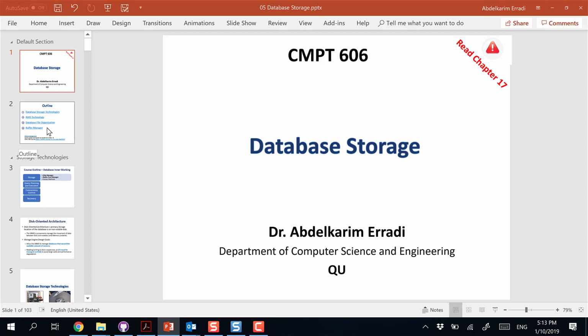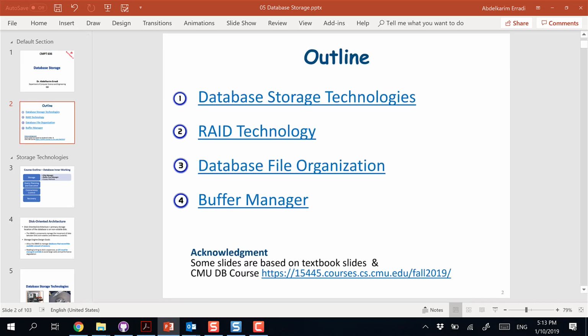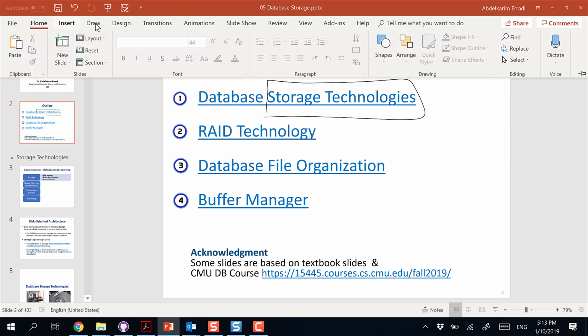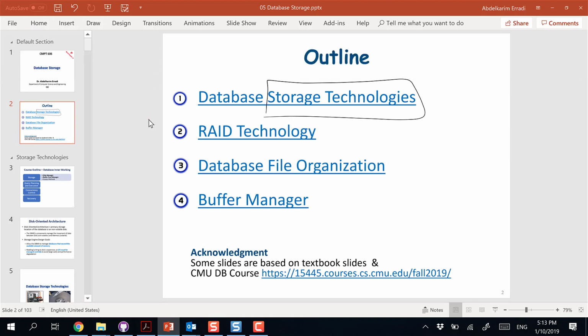And we will be covering four major topics. First, we need to understand the storage technologies that are typically used by relational database. And this understanding is very important because the understanding of how storage works and the difference in speed between the storage types influences the design of the database, as I will be explaining.